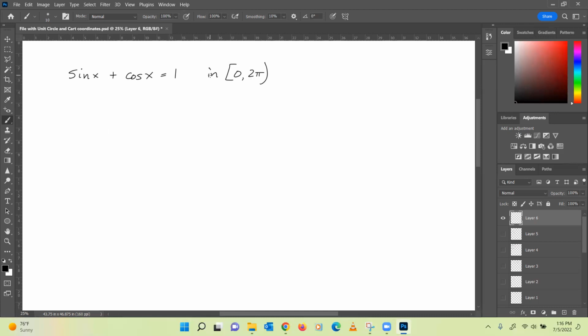This looks a little different. What can I do? You know, if those two on the left side were squared, we'd have an identity. Let's see what we can do. Let's square both sides.